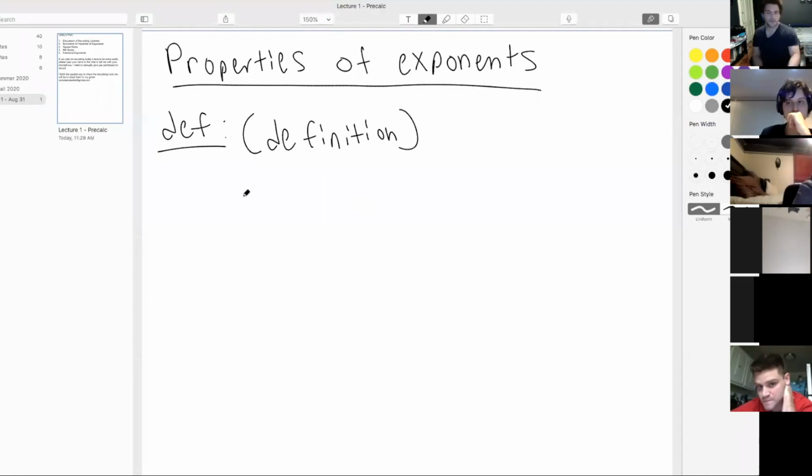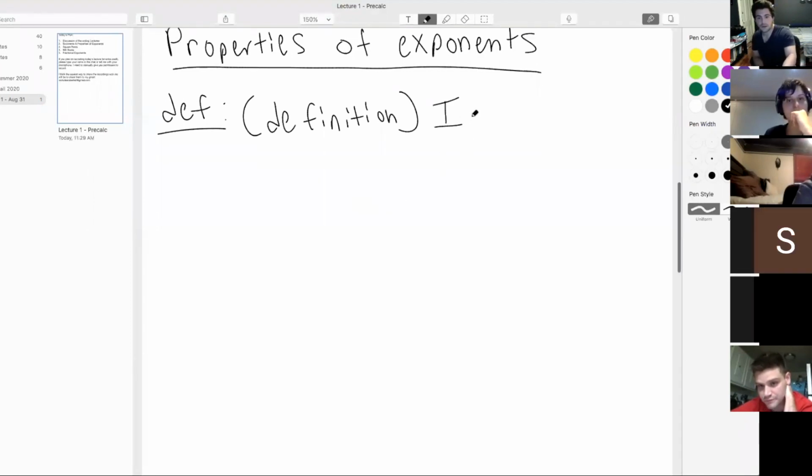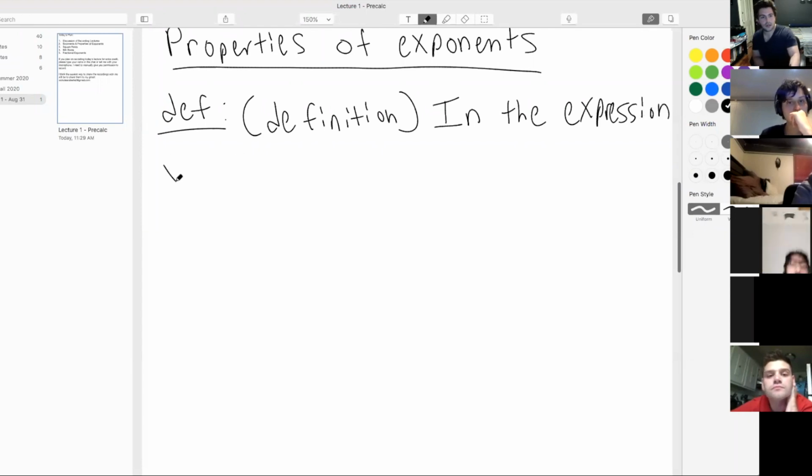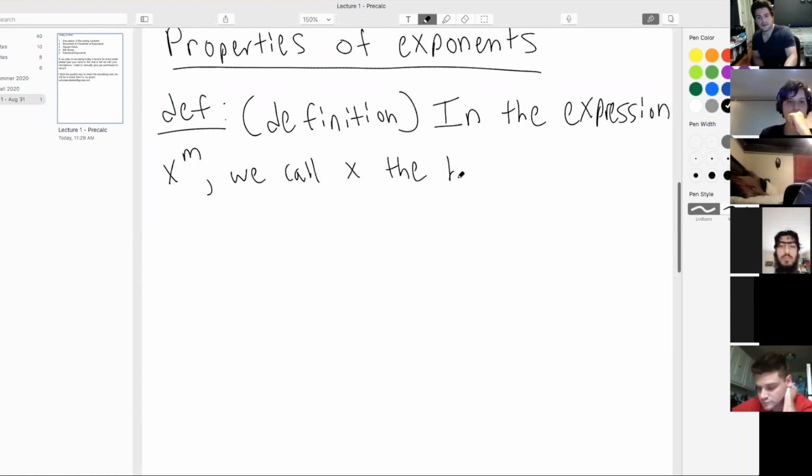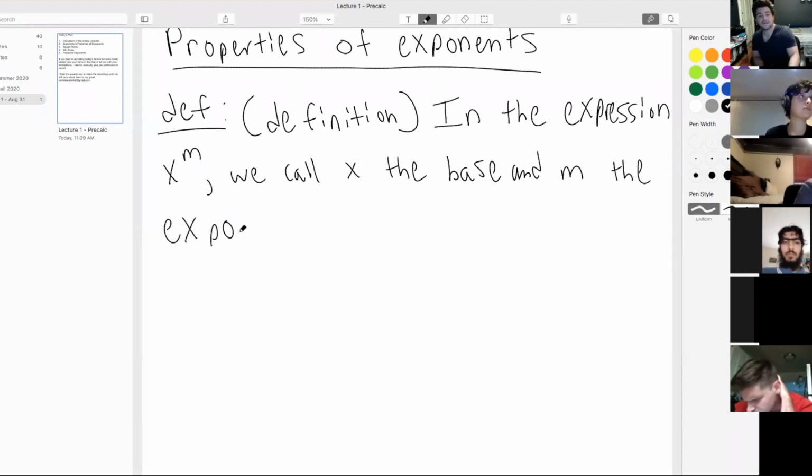All right, so here we go. Here's the first definition. So in the expression x to the m, we call x the base and m the exponent. All right, so I'm sure a lot of you guys know this. Okay, so that's just the terminology.